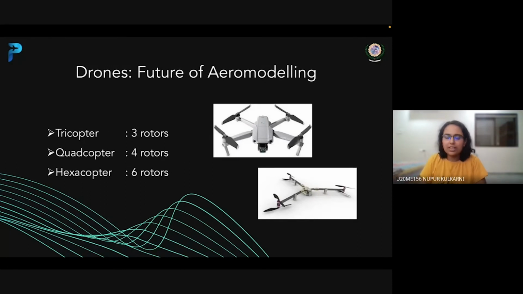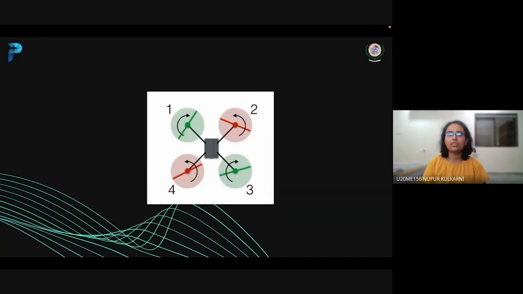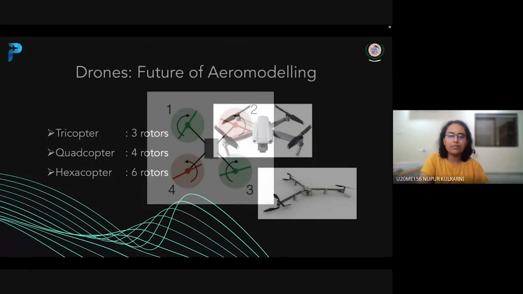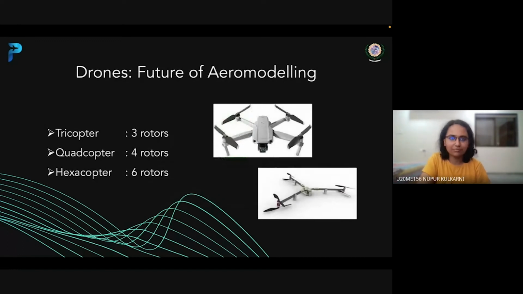Drones make various applications easier for us, which may include surveillance, mapping, and rescue and security operations. Even commercial deliveries are done nowadays using drones. So we'll see drones now. Based on the number of rotors, we have different classifications of drones. If we have 3 rotors, it is termed a tricopter; 4 rotors, a quadcopter; and 6 rotors, a hexacopter.